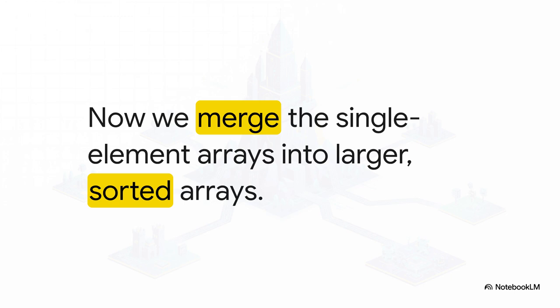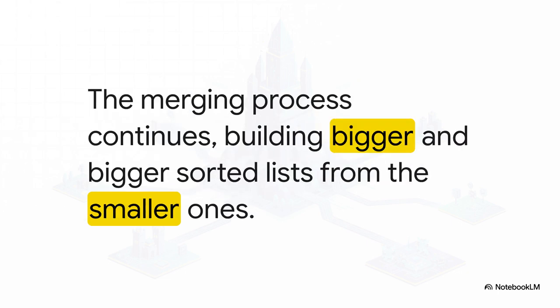So we take the 5 and the 2. We compare them. Which is smaller? The 2. So it goes first in our new list, then the 5. So 5 and 2 become the sorted group 2, 5. See? We just repeat that simple comparison for every pair, and we just keep that process rolling.